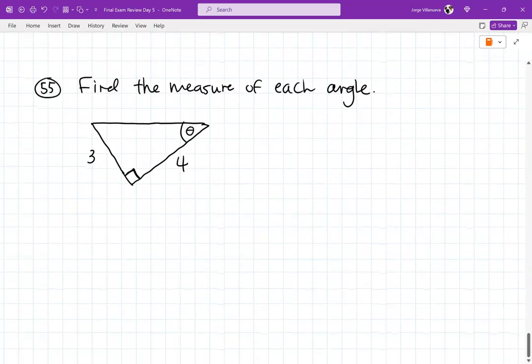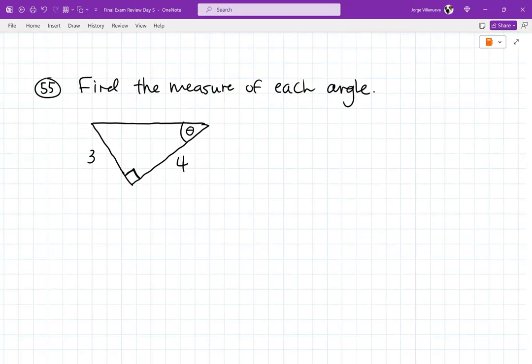So find the measure of the angle given. We got theta right there. Here's the arc for theta. Notice 3 is my opposite side because that's not touching the arc. And 4 would be my adjacent side because the hypotenuse is up on top and that doesn't have any information. So opposite and adjacent is which trig function? Tangent, thank you. So tangent theta is O over A. Tangent of theta is O is 3, A is 4.